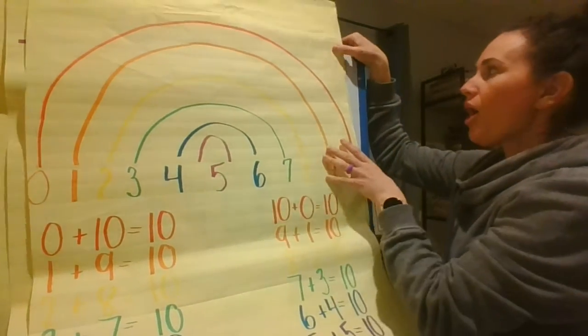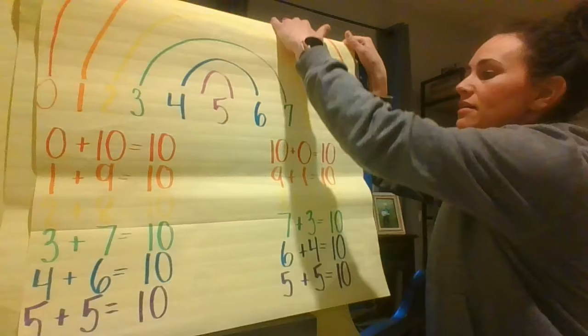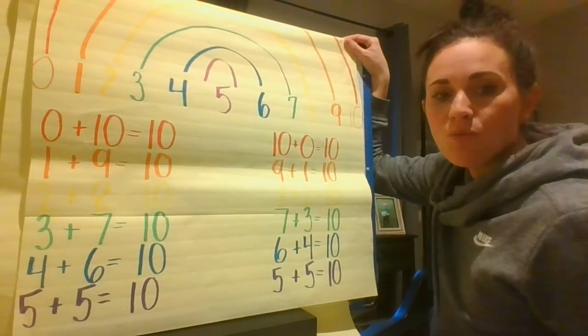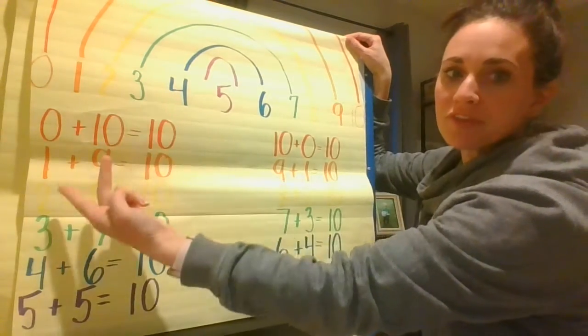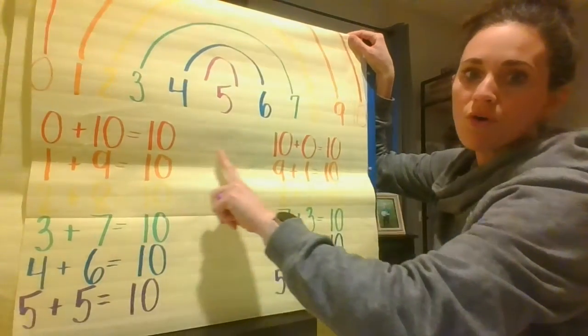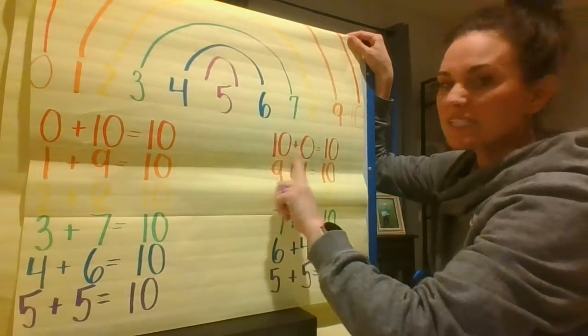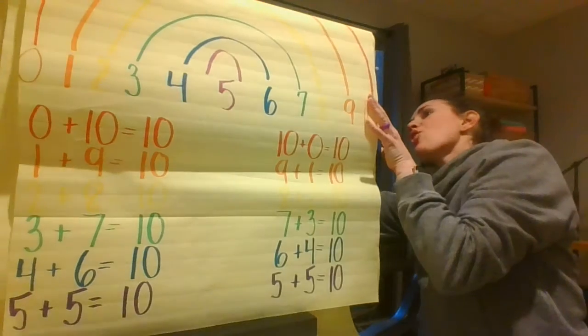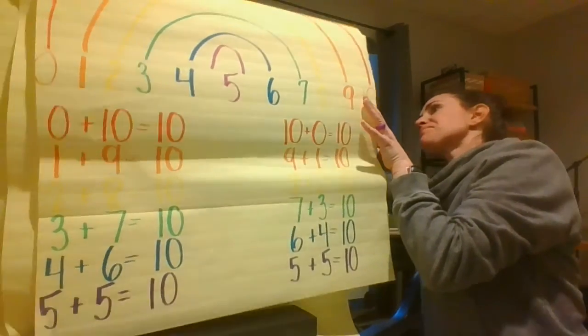And then we talked about all these facts down here and how we can make sure that they equal 10, even if we flip the numbers. Look. 0 is listed first here, but then when we move over here, same numbers, but they're flipped. And there's a special word we're going to learn today for that. So that was our review first. And our review was our 10 friends.